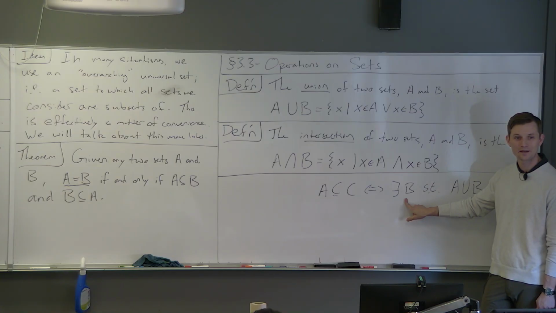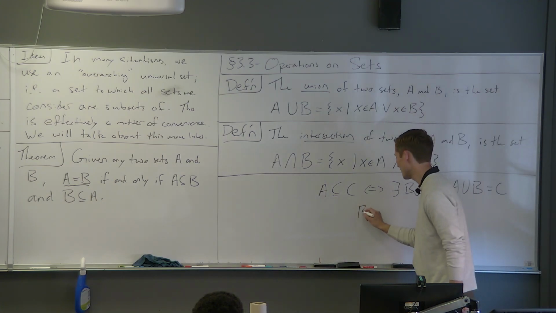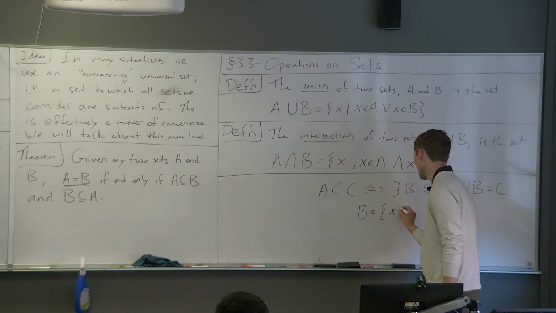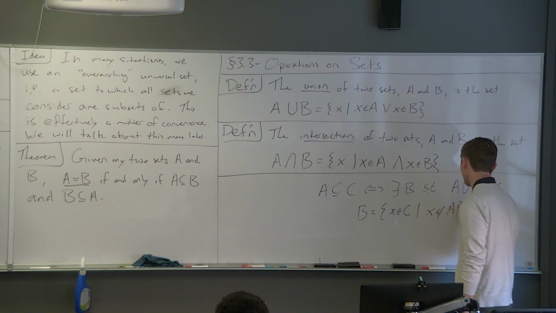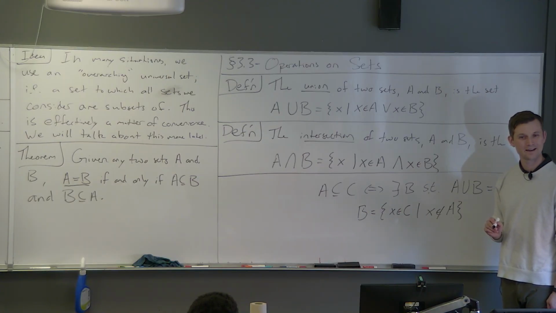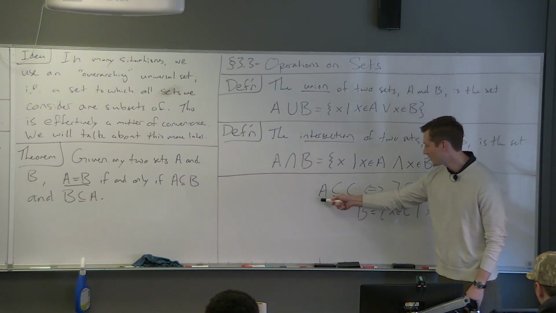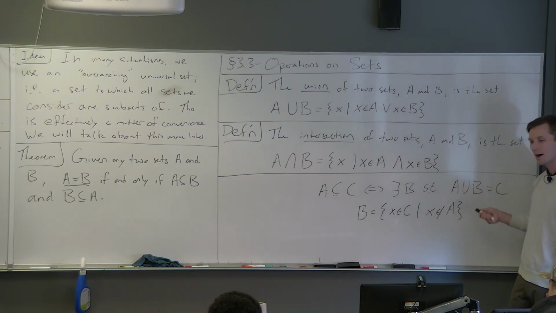It would be all of the stuff that's in C that isn't in A, right? B would just be a set of x's in C such that x is not in A. Yeah? Oh, so in some sense, there's an order relation that is induced by an operation on pairs of things.